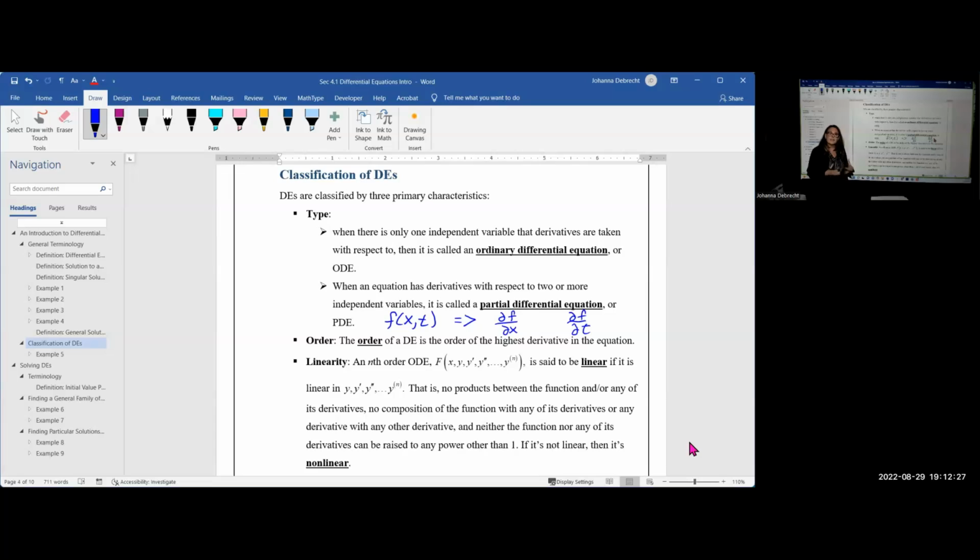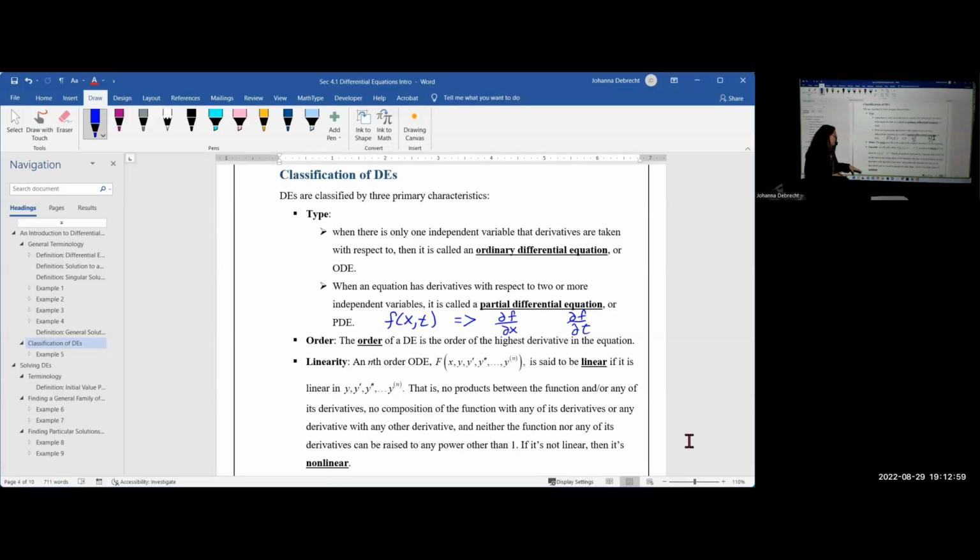More than that, I can't have composition. So I can't take y and put it inside of y prime, or y prime and put it inside of y. So I can't have any composition of the function with any of its derivatives or vice versa. That won't be okay either. All right, now there's one more condition to be linear. So don't multiply any of the y's by any of the y primes. Don't compose the y with any of the y primes, or compose the y primes with y.